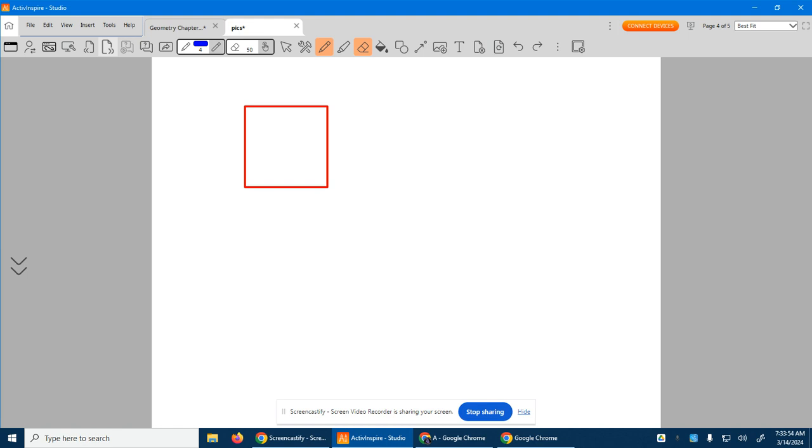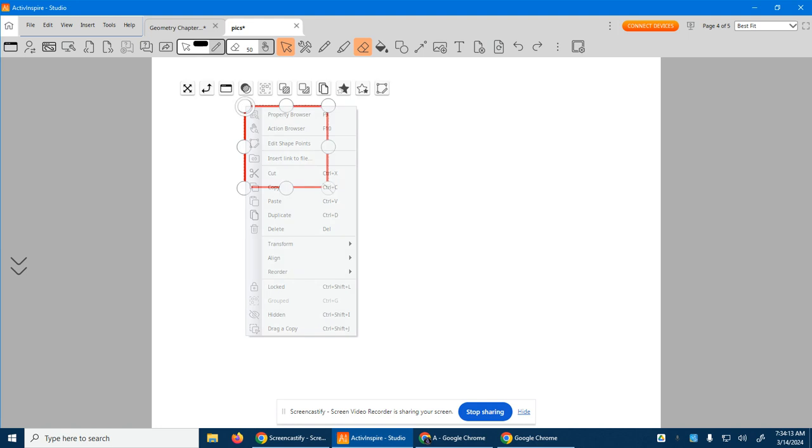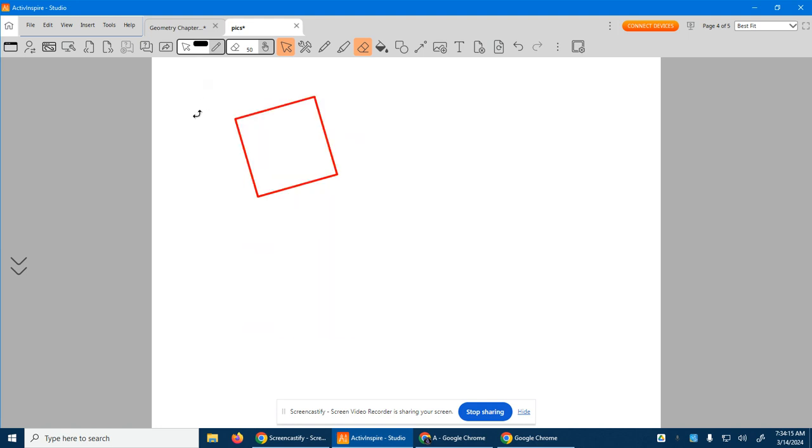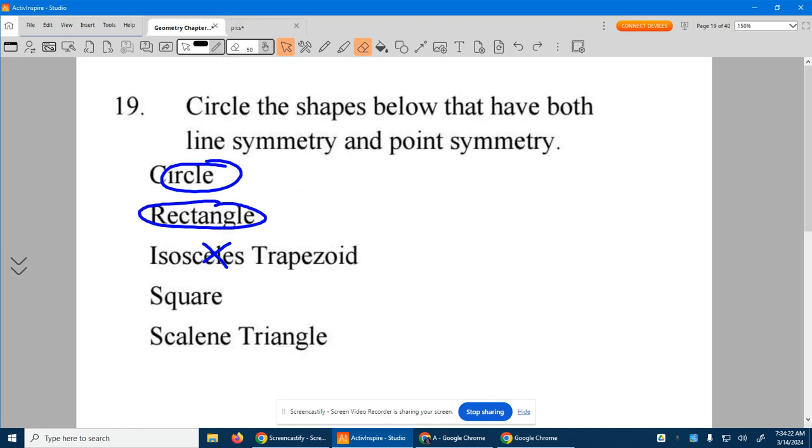Next shape is a nice, beautiful square. Yes, we know it has line symmetry horizontally, vertically, diagonally. And will it spin and land on itself? Well, again, I think we should be able to see it. Let's try to grab it and spin it. I spin 90 degrees. Boom. It's right on itself. So yes, a square has both.